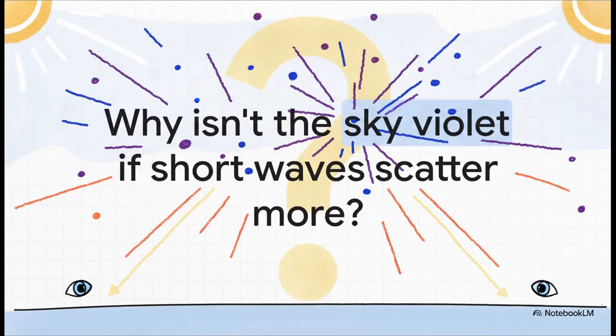On the flip side, shorter wavelengths get scattered heavily by the atmosphere. Violet, indigo, and blue scatter the most. Which brings us to a genuine mind-bending question. If violet is the shortest wavelength and scatters the most out of all the colors, why in the world is the sky blue and not violet?